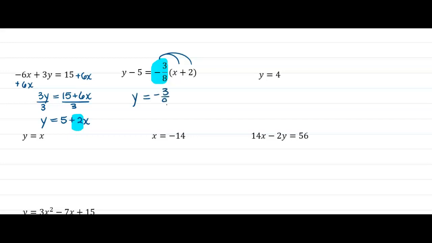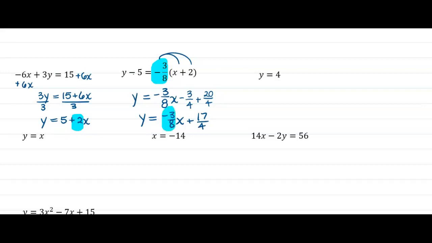So we'd get negative 3/8 x. Multiplying here, we'd get negative 6/8, which is like negative 3/4, and then we'd add 5. In other words, we could add 20/4. So y equals negative 3/8 x plus 17/4. And that's still my slope.